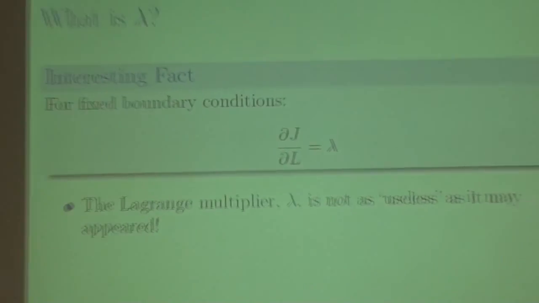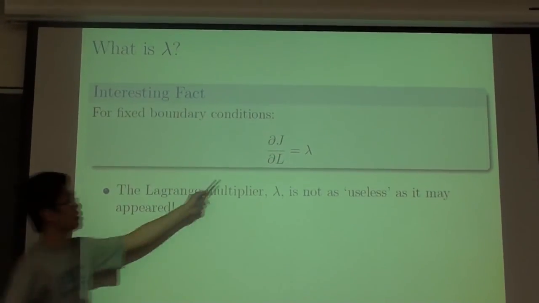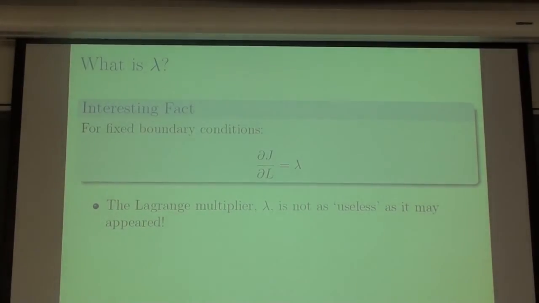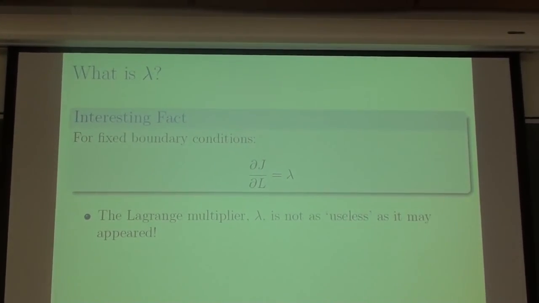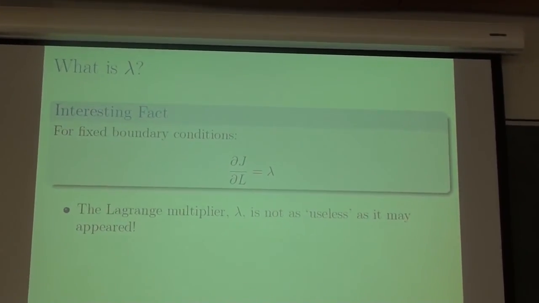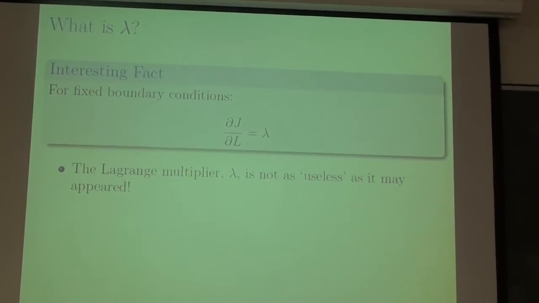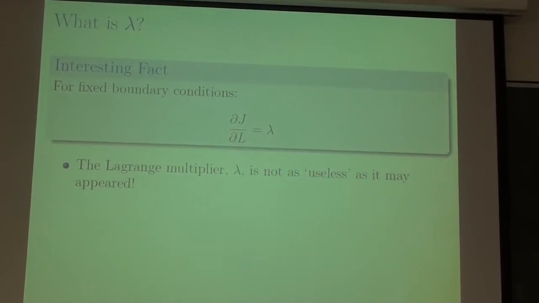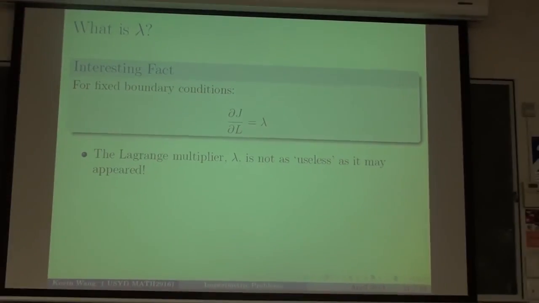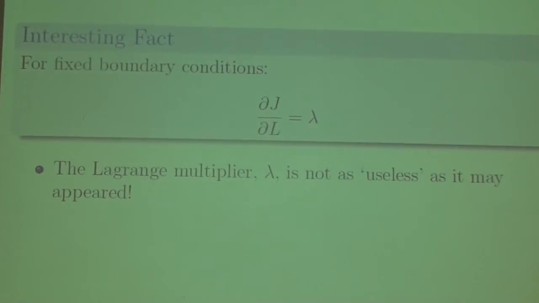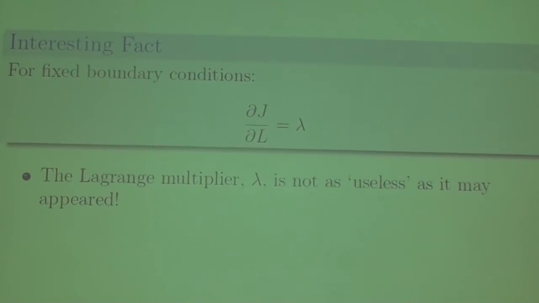Now if you actually have fixed boundary conditions, this equation always holds. If you take the partial of J with respect to the partial of L, this equation will always hold. And that equals the Lagrange multiplier. And that, I think, was probably surprising for me while I was doing this, because I didn't know what the actual meaning of the constant lambda was.